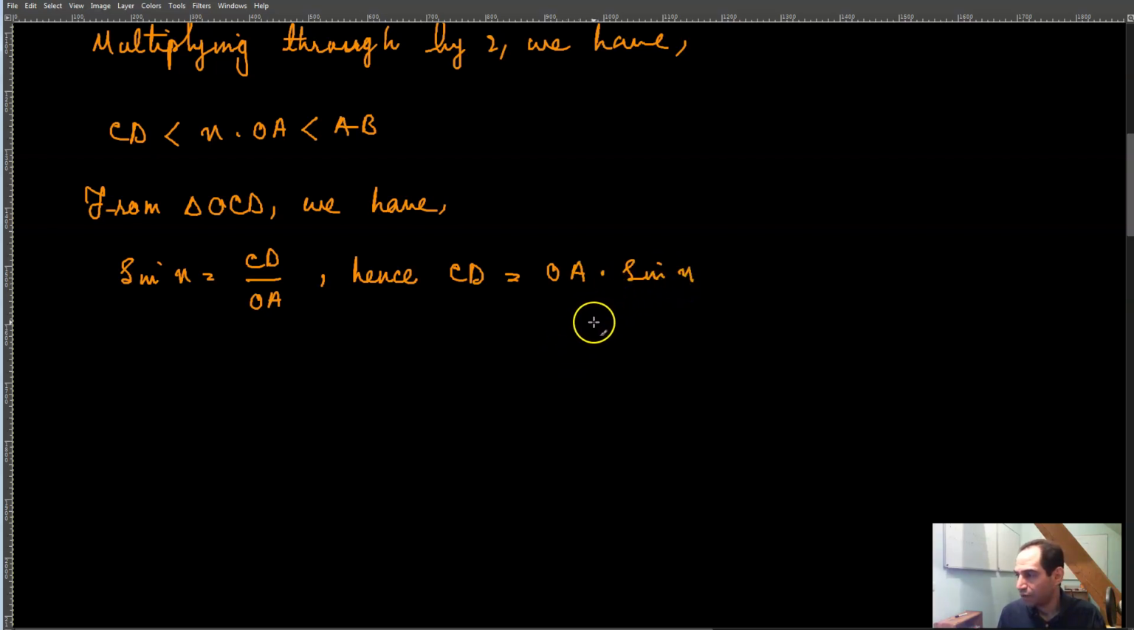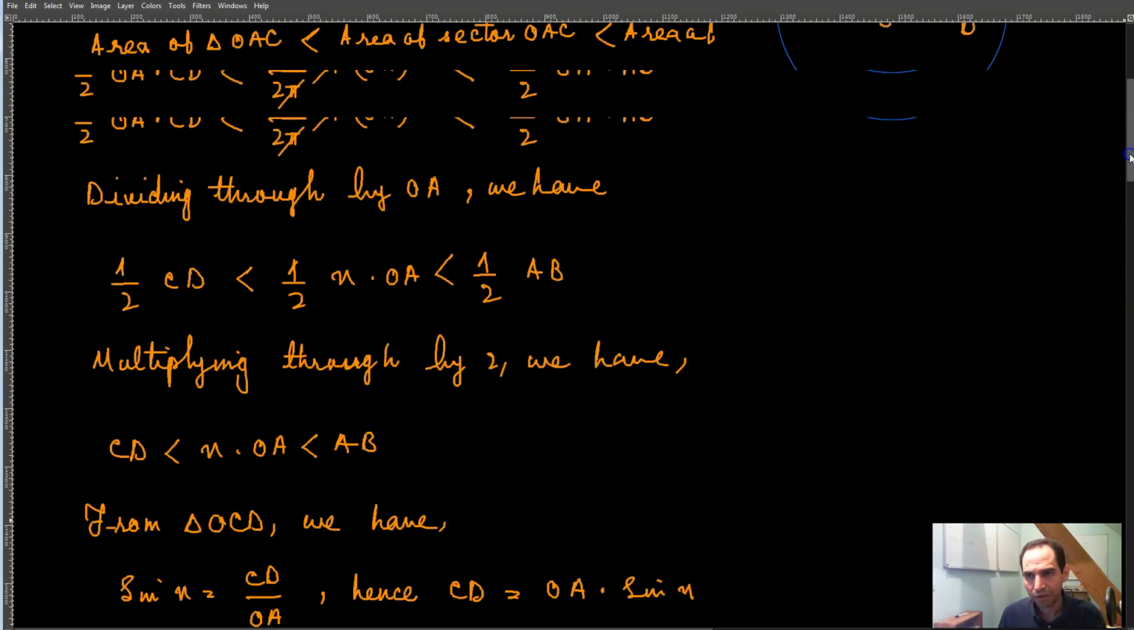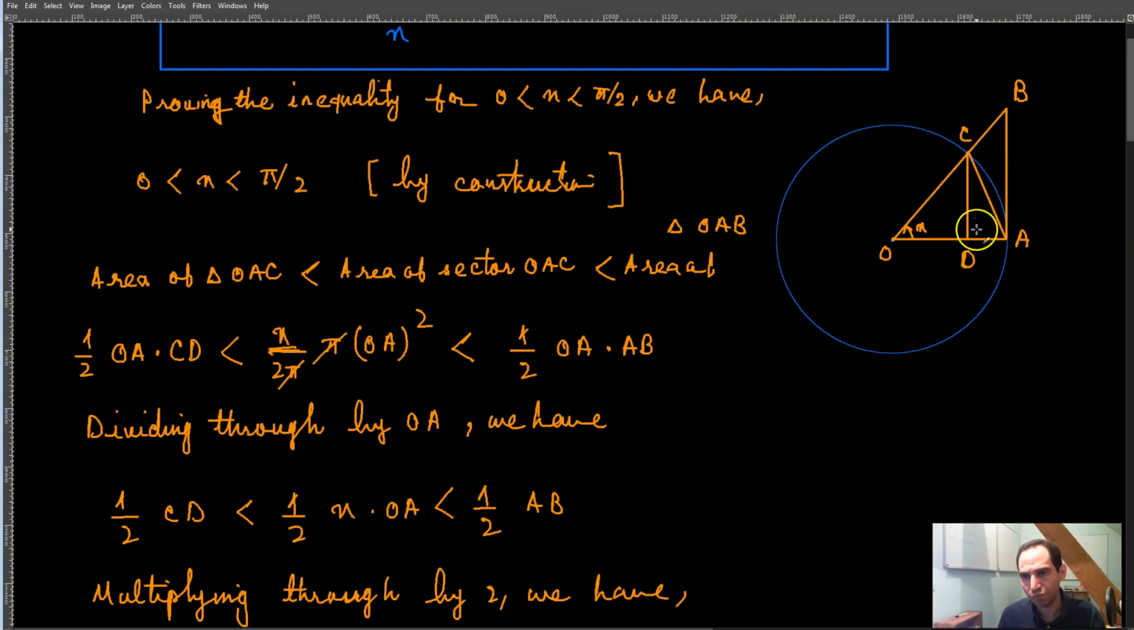Also, tan of x is equal to the amount of rise divided by the amount of run, for this angle in triangle OCD. The amount of rise is CD, the amount of run is OD.